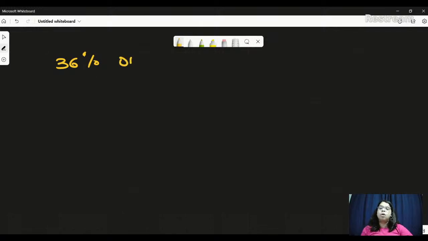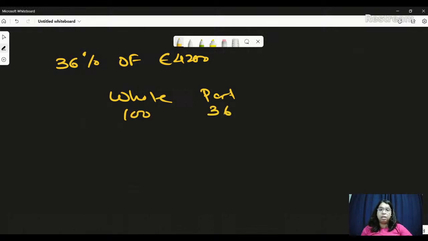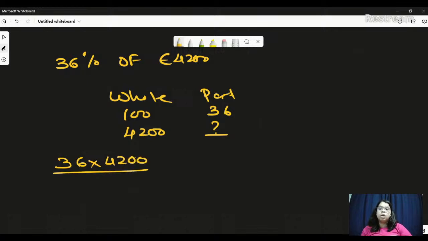36% of 4,200 euros. So my whole and my part is 100 corresponds to 36. Then 4200 is how much? So it is going to be 36 times 4200 over 100. Now you can do this. You are allowed to do this because this means you are already dividing by 100 before you start multiplying. And then it is 36 times 42, which is equal to 1512 pounds. Okay, so this is how converting percentage into a quantity works.